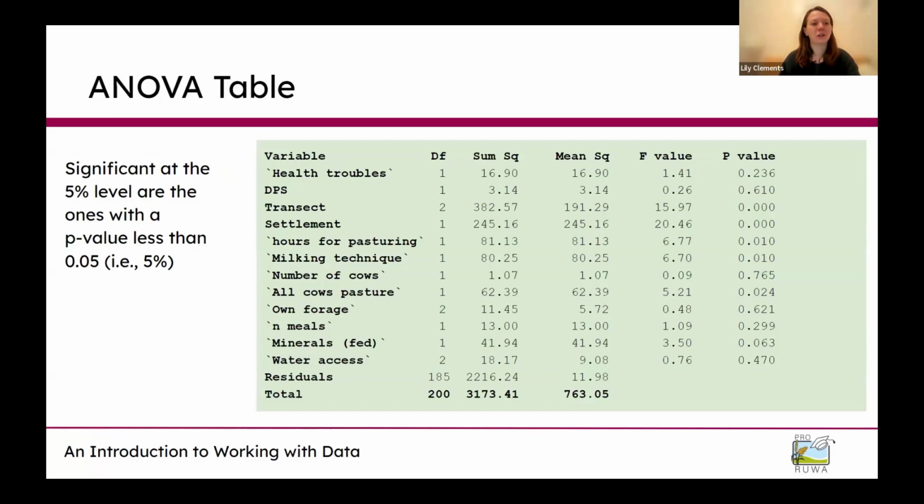So if we have a look here at our ANOVA table, significant at the 5% level are the variables with a p-value less than 0.05. Just scrolling down, we can see that that's transect, settlement, hours for pasturing, milking technique, all cows pasture, and that's it. Minerals fed is significant at the 10% level because it's less than 0.1, but not at the 5% level because it's still greater than 0.05. So it's just these 4 variables here that are found in our ANOVA table to be significant.